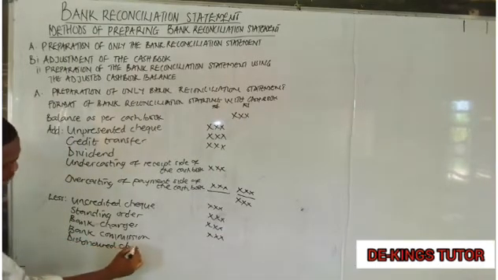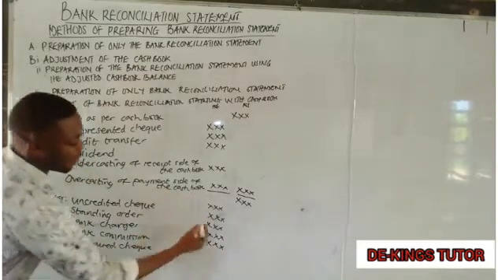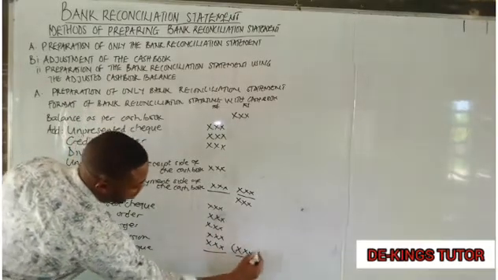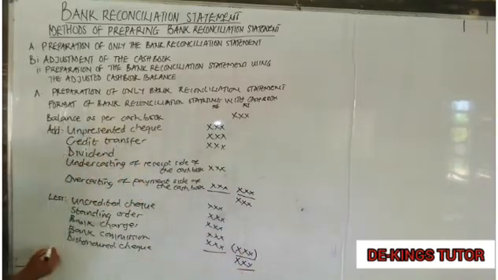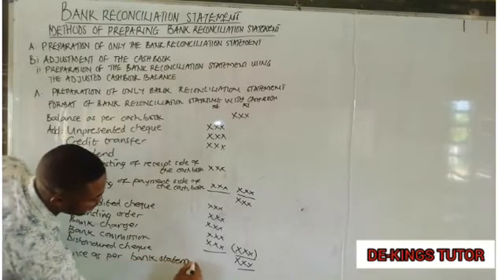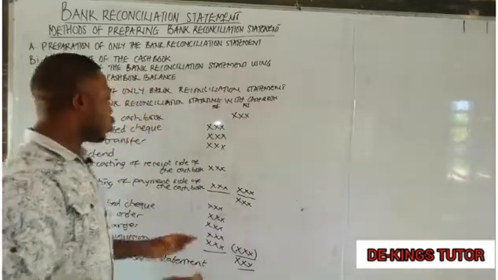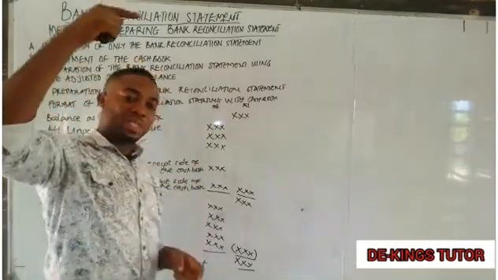The amount here should be the balance as per bank statement. The balance you have here must be the balance that was given in the question, to show that what you did was correct. So this is the format when you're starting with the cash book.